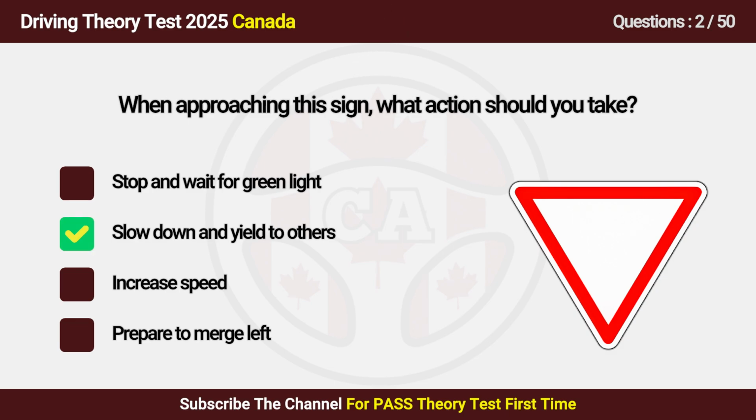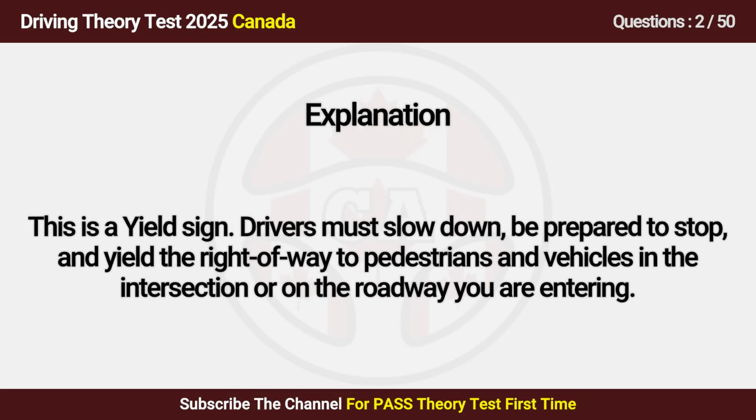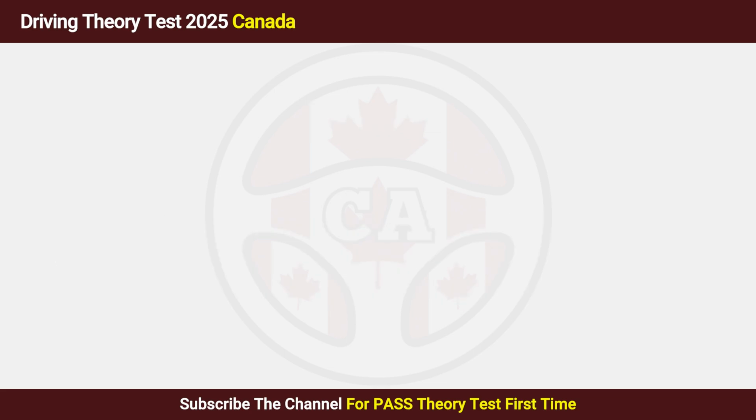Answer is B. Slow down and yield to others. This is a yield sign. Drivers must slow down, be prepared to stop, and yield to pedestrians and vehicles in the intersection or on the roadway you are entering.